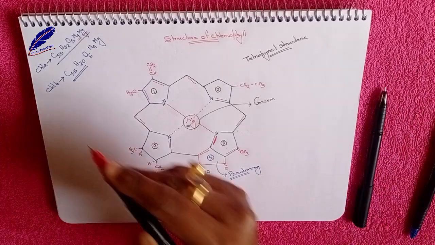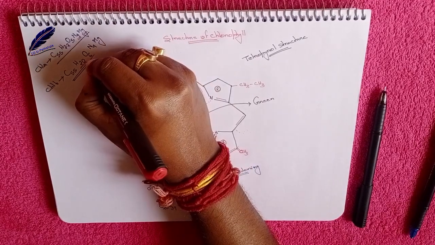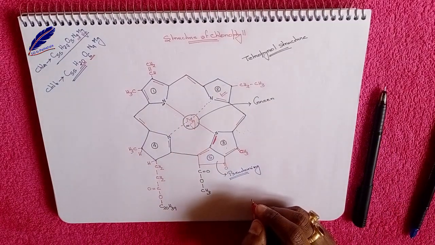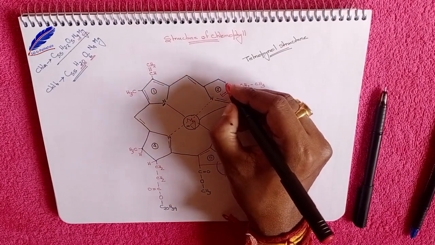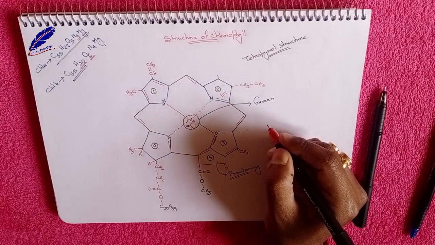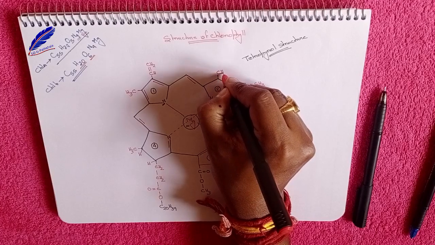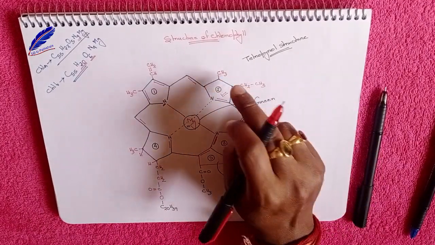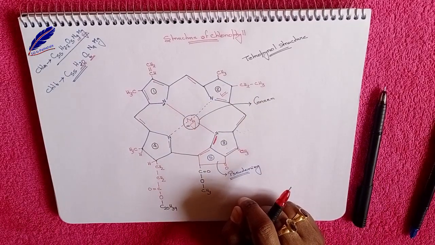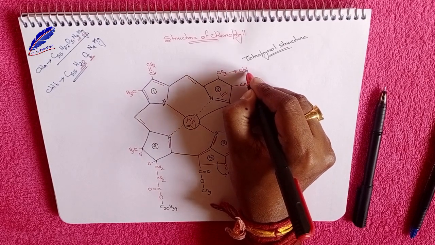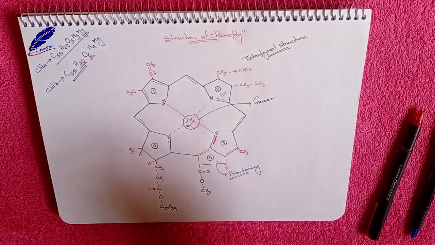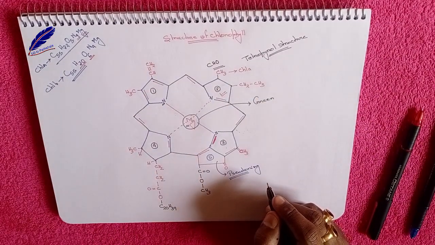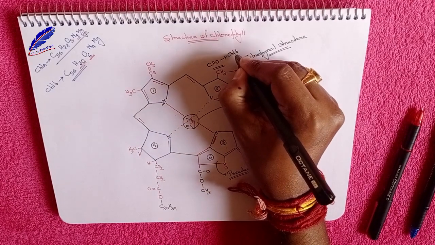Now, where does this difference in the number of hydrogen and oxygen come from? The difference exists in ring 2, in ring position 2. In case of the chlorophyll A molecule, in this position there will be a methyl group. That is, if in the structure of chlorophyll at ring 2 a methyl group is present, then it is chlorophyll A. That is, methyl group signifies chlorophyll A. But if in the same position an aldehyde group is present, then it signifies chlorophyll B.